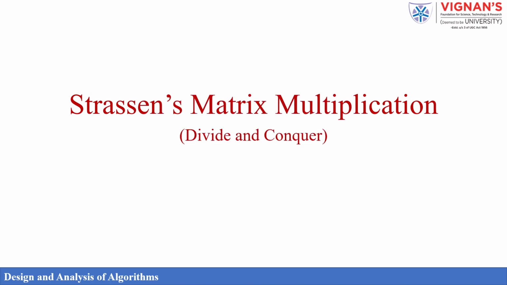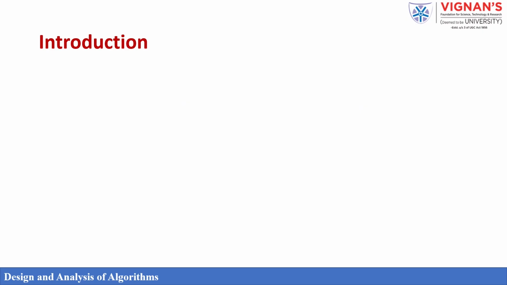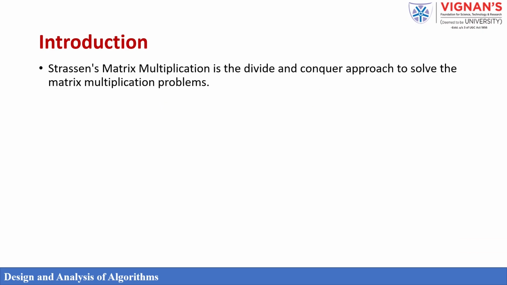Let us discuss this presentation about Strassen's matrix multiplication, which is an important algorithm based on the divide and conquer technique. Introduction. Strassen's matrix multiplication is a divide and conquer algorithm used to multiply matrices efficiently.